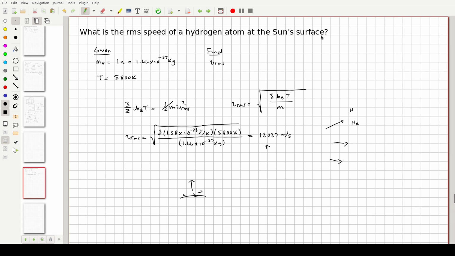Okay, so that's it for this particular lecture. In the next lecture, I'm going to talk about what you do when your gas is not ideal, and introduce an equation called the van der Waals equation. Okay, and I'm also going to talk about something called the mean free path.